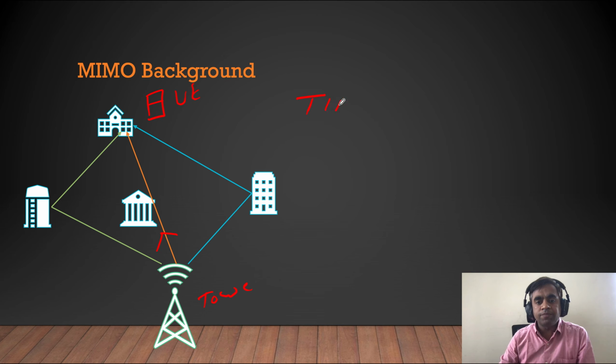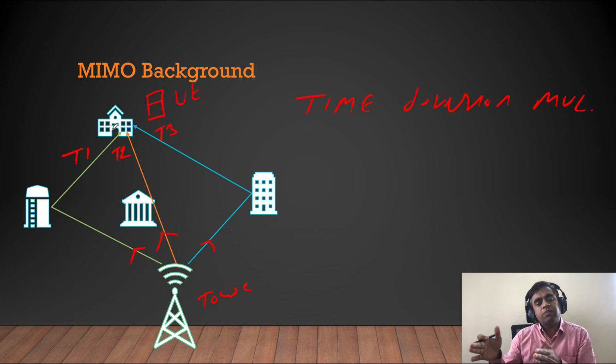The first one was time division multiplexing. What time division multiplexing says is you transmit the same signal over multiple radio paths at different time slots. So the receiver gets the same information over different time slots. That way, the chances of the information getting lost are minimized.